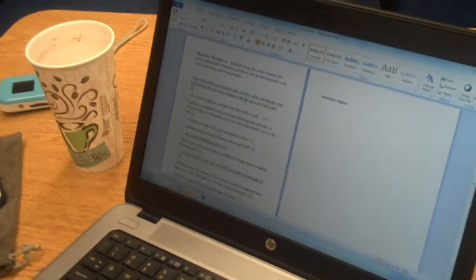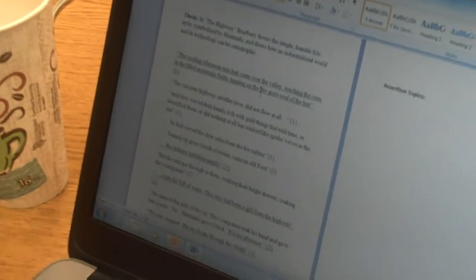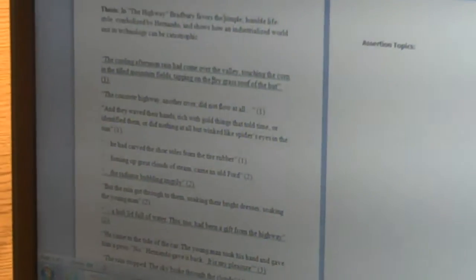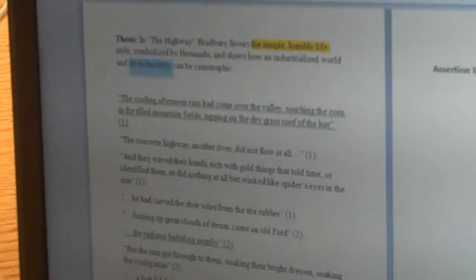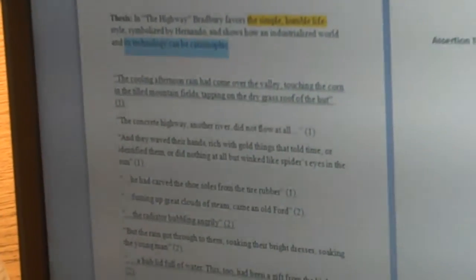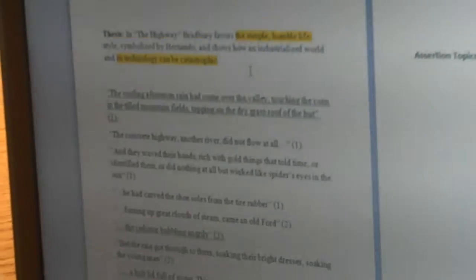Now, because we just had a weekend, the first thing I want to do is to reread my thesis and get myself back in the game. In The Highway, Bradbury favors the simple, humble lifestyle symbolized by Hernando and shows how an industrialized world and its technology can be catastrophic. Now, you should have already done this, but if you haven't, I'm going to highlight the foci for my thesis so that I know exactly what it is I need to substantiate or argue. And that Bradbury favors a simple, humble lifestyle, and that technology can be catastrophic.